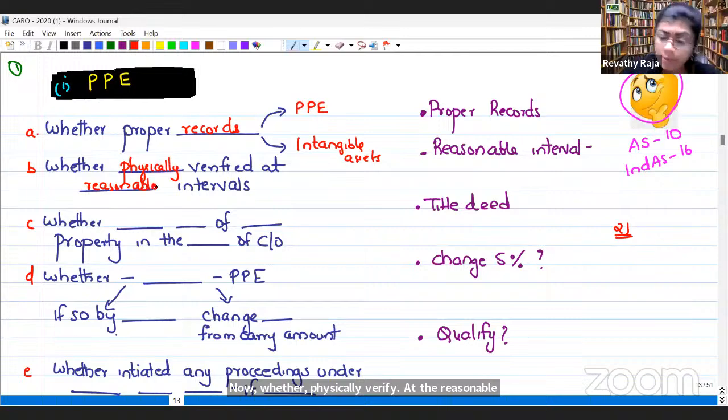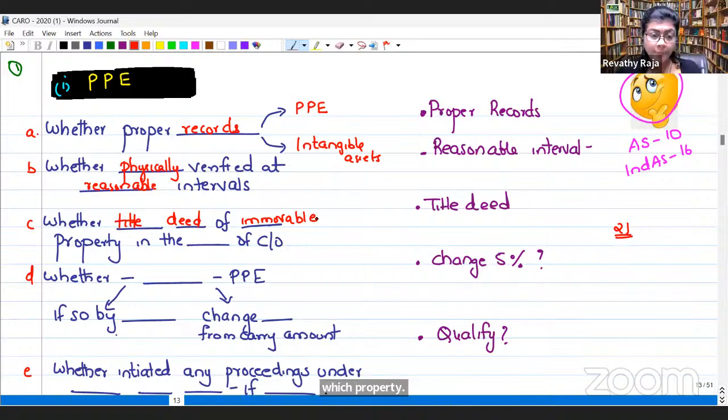Who physically verified? BOD or auditor? We are checking whether the board of directors have physically verified at reasonable intervals. Very good, Rahul. Yes, board. Now, whether the title deed, of which property? Title deed will be there mainly for immovable property, in the name of the company. At times they might show property of someone else in the company's name. So the auditor is checking whether land, building, immovable property is in the name of the company. ABC clear? Can I go to D?